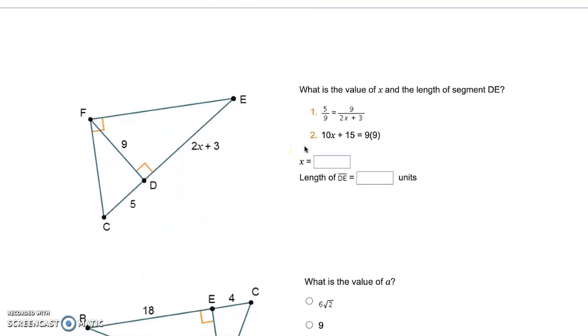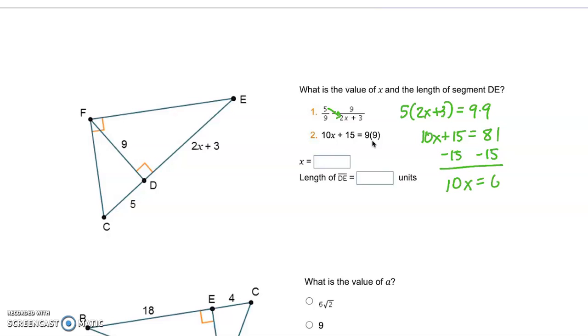So now let's use what we know and apply it. So if we know that the altitude is 9, we can set up a proportion. 5 over 9 equals 9 over 2x plus 3. And then we just cross multiply. So we do 5 times 2x plus 3 is equal to 9 times 9. And that's where we get 10x plus 15 equals 9 times 9. So we get 10x plus 15 equals 81. Subtract 15 from both sides, so we have 10x equals 66. Divide by 10, so we have x equals 6.6.